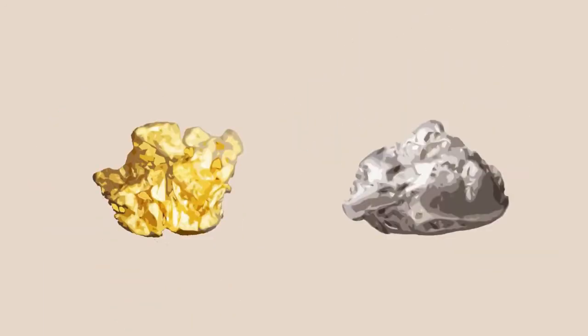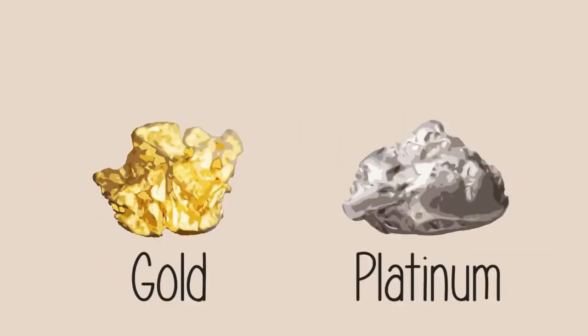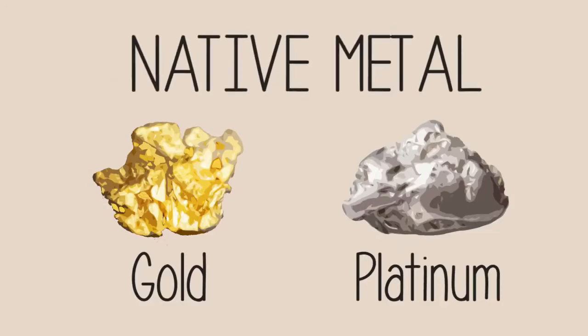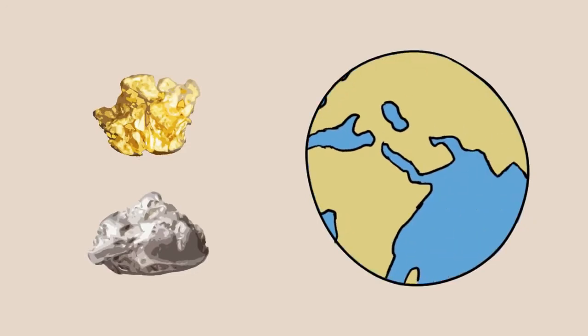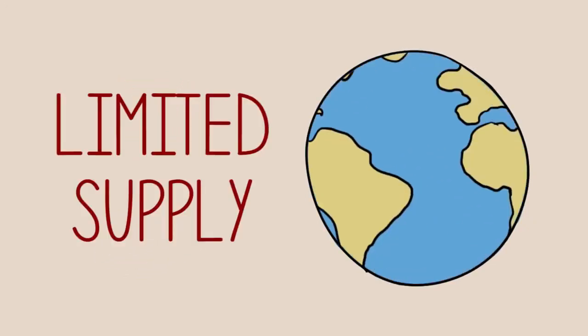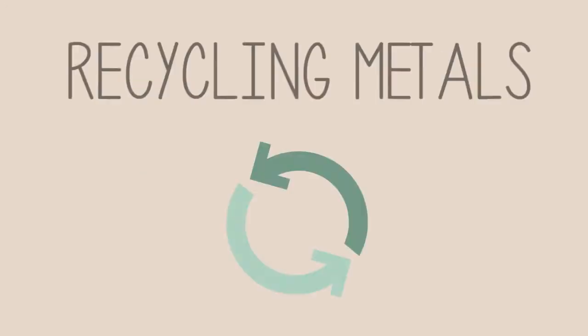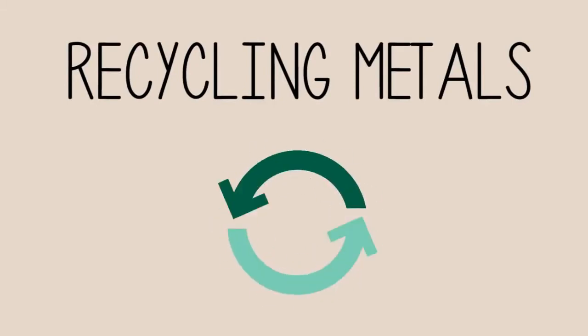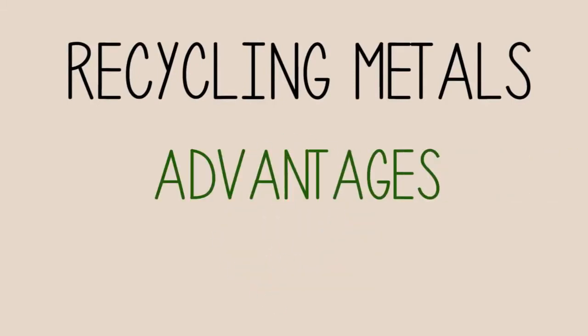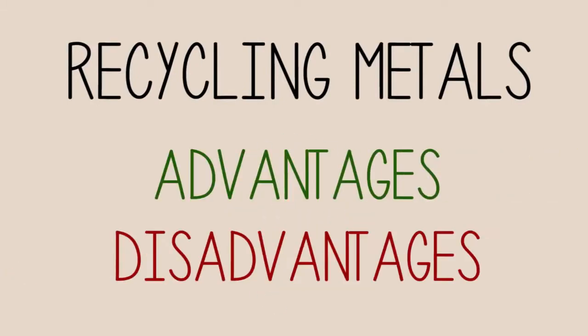Other less reactive metals, such as gold and platinum, can be found naturally as native metal. The issue here is that there is a finite or limited supply of these metals on Earth. In this lesson, we will learn about recycling metals and the advantages and disadvantages of these industrial processes.